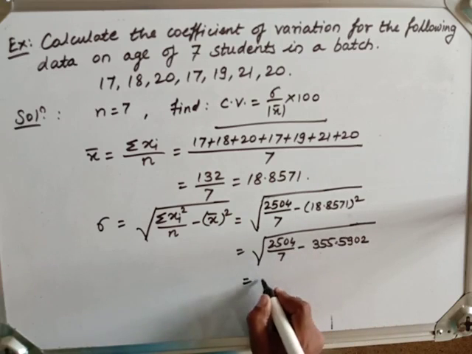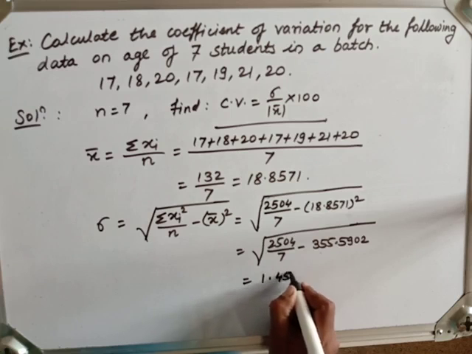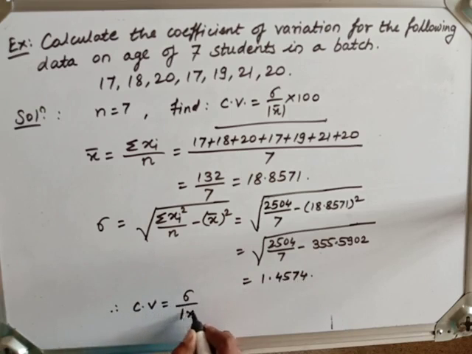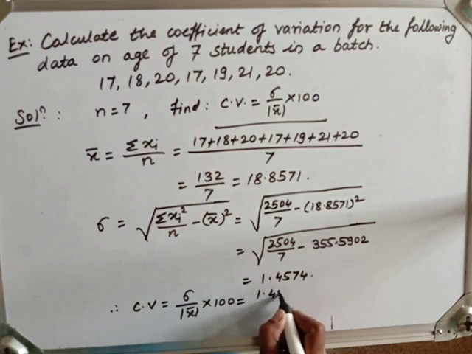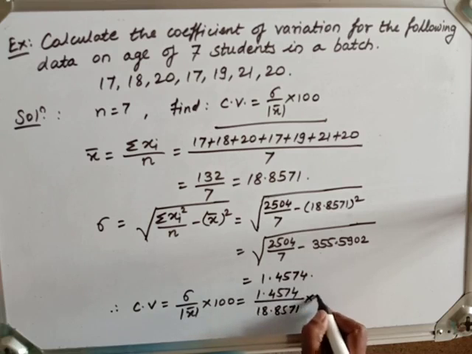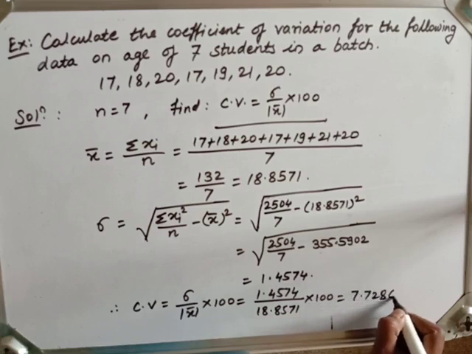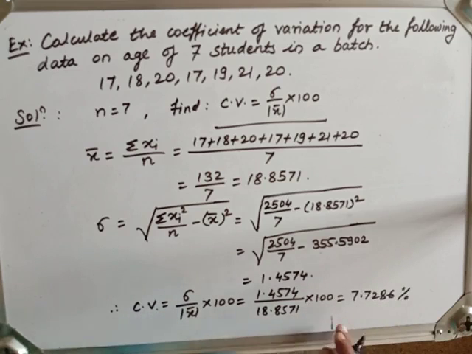Now this simplification gives 1.4574, which is sigma. Therefore CV is sigma upon mod of x bar multiplied by 100. So that is 1.4574 upon 18.8571 multiplied by 100. So this is 7.7286 percent. So CV is 7.7286.